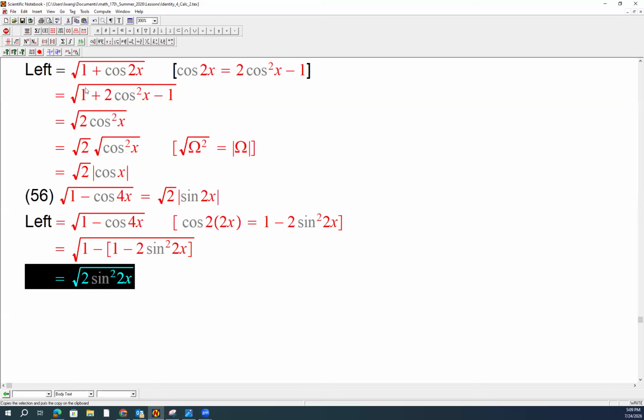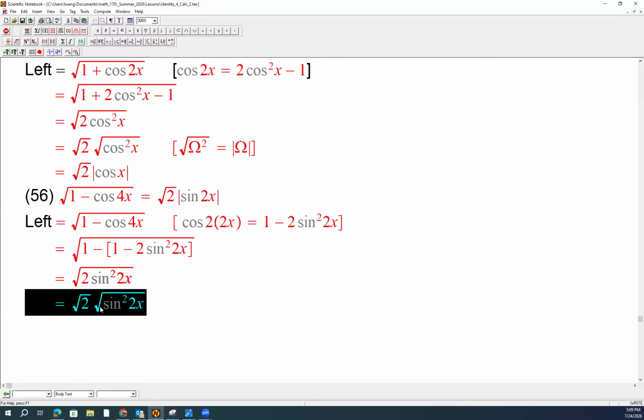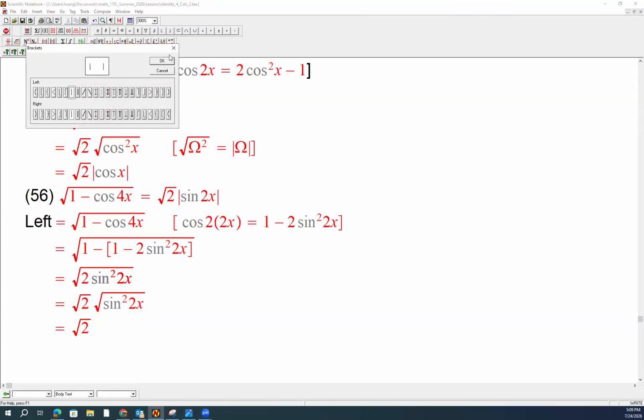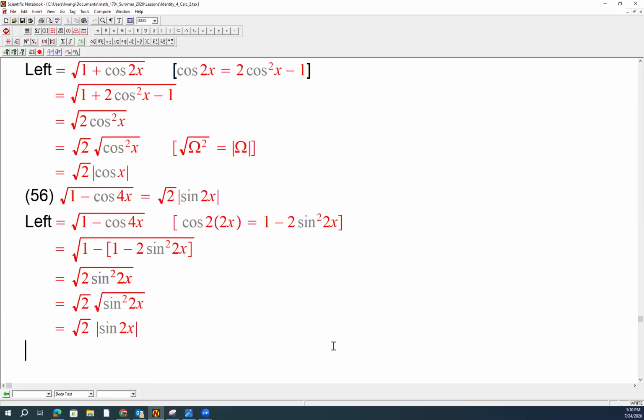And next, we got root 2, right, times the root of that. And that's going to give us the absolute value of it. All right, so this piece will turn into the absolute value of sine 2x. Finished, done. So that's all for this lesson.